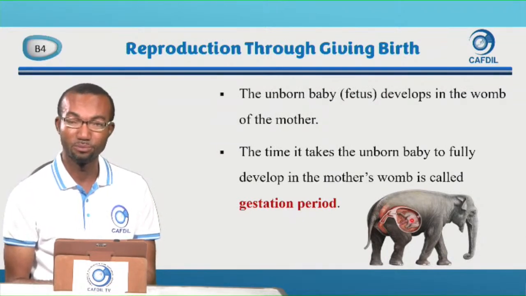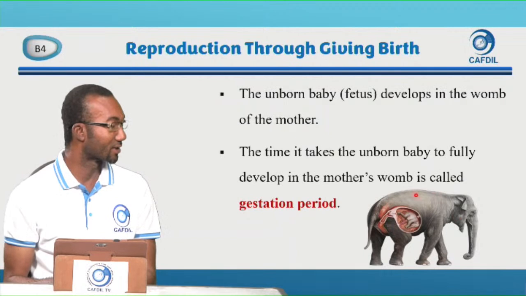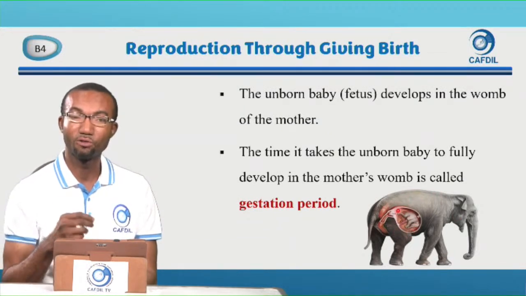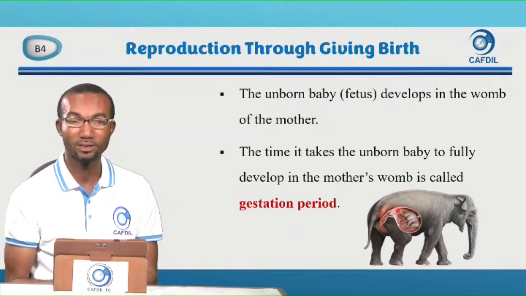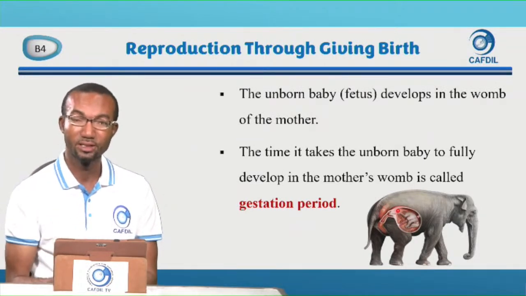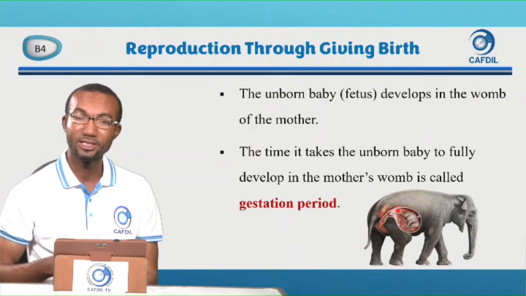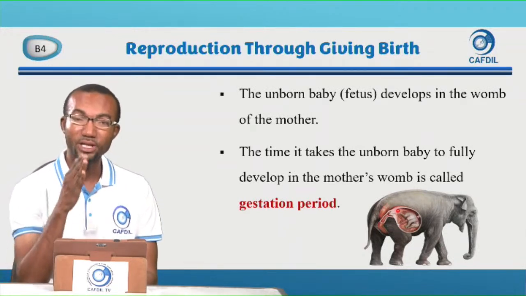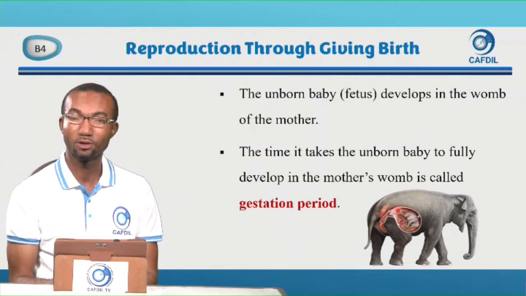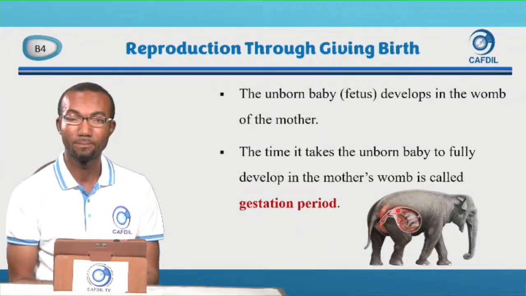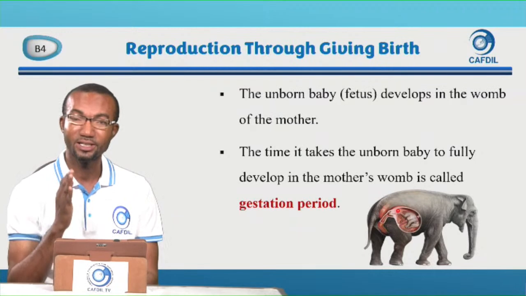When you take elephants, their babies stay in their womb for 18 to 24 months, almost 2 years, and they give birth to only one. So for elephants, the gestation period, that is the time the unborn baby spends in the mother's womb, is between 18 to 24 months, almost 2 years. So the elephant gets pregnant.